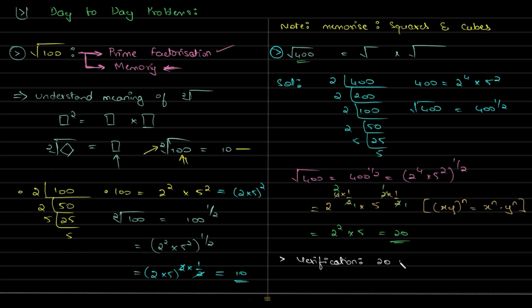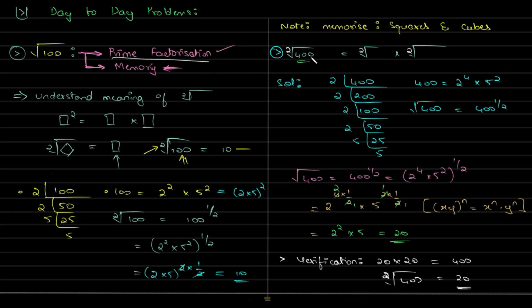So 20 into 20, right? Because we are taking square root. So 20 into 20 is 400. So square root of, not cube root, square root of 400 is 20. That's it. This is your prime factorization way.